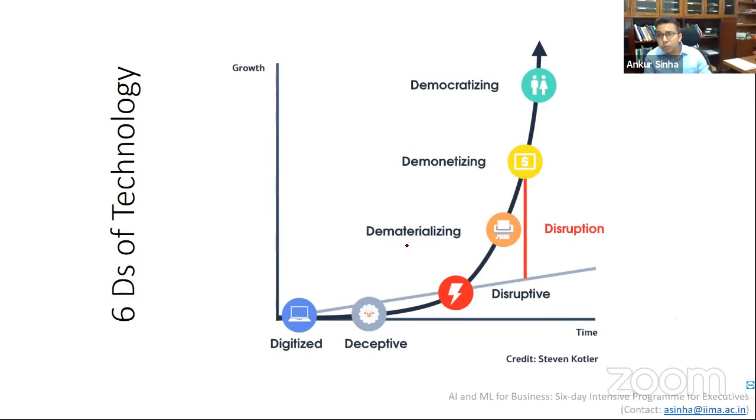There has been a disruption, and Kodak has been completely displaced. And whichever company misses this deceptive phase will be surprised as soon as the technology disrupts your business, and you are left behind and you are no more in the race. But then what follows disruption? What happens after disruption? Disruption is always followed by dematerialization.